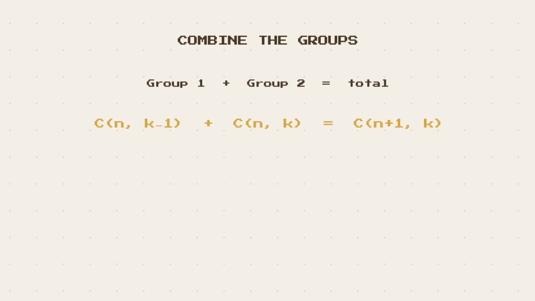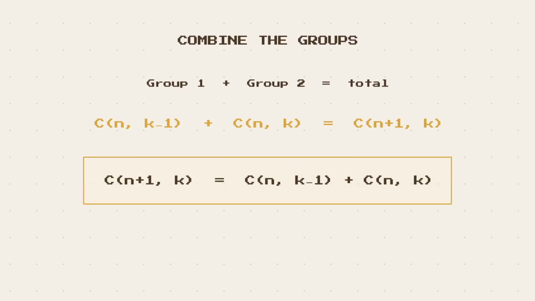Okay, now the final part. What you do is you sum the two groups together. So group 1 plus group 2 would be the total, which is C(n, k minus 1) plus C(n, k), which equals C(n plus 1, k). Now, this is exactly Pascal's identity.